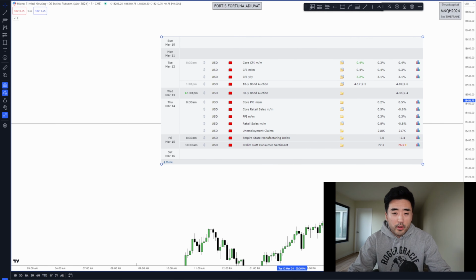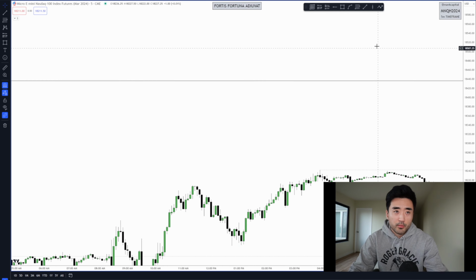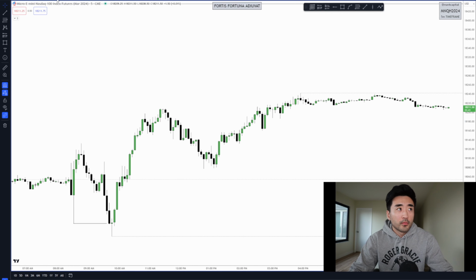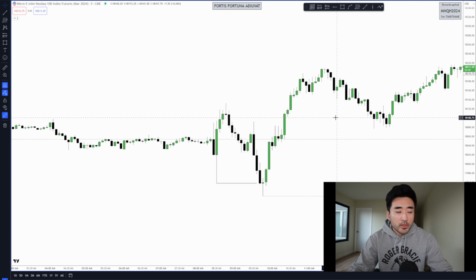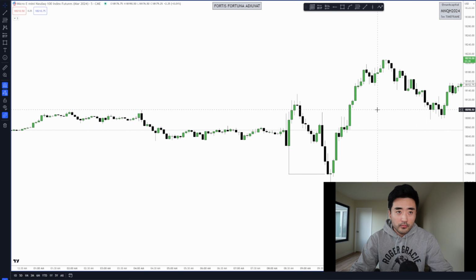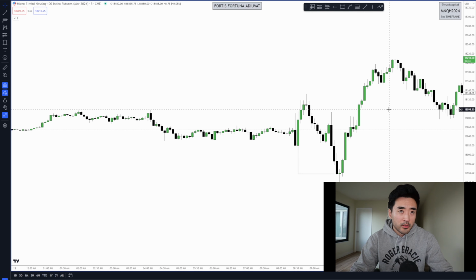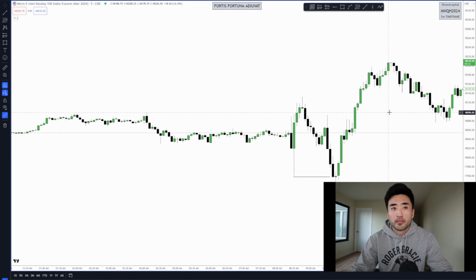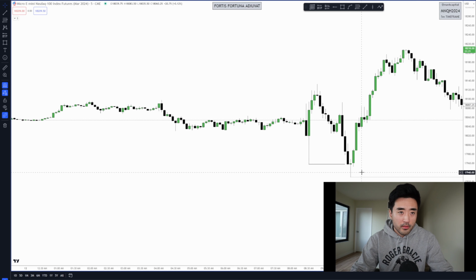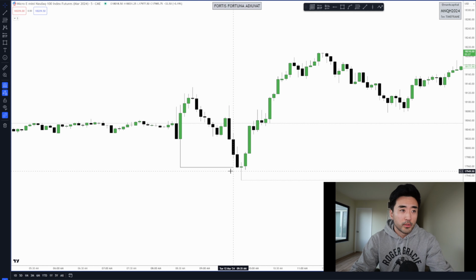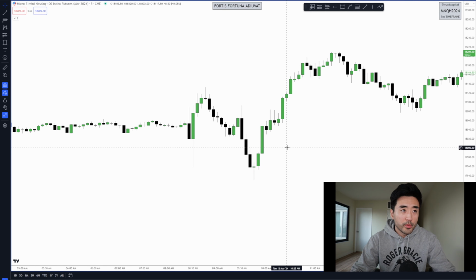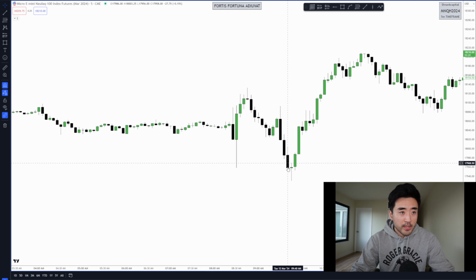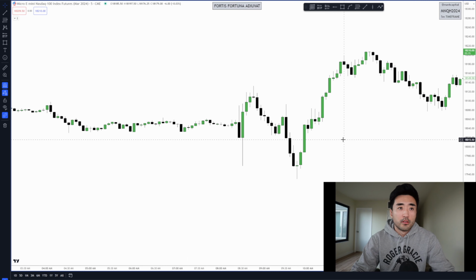So topic number 4 is going to be about displacement. Now, what is displacement? Let me get rid of that real quick. So displacement is an energetic move in a direction, leaving big bodied candles. So this example right here, this would be considered displacement. So displacement down, displacement up. These are displacing candles right here.